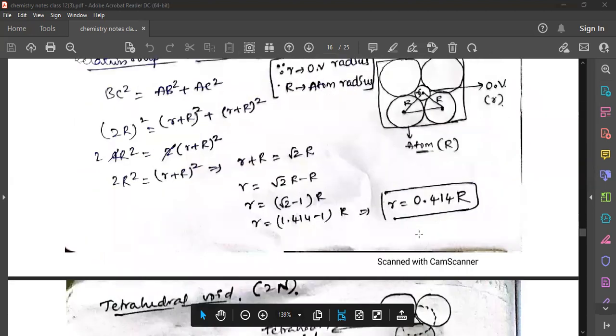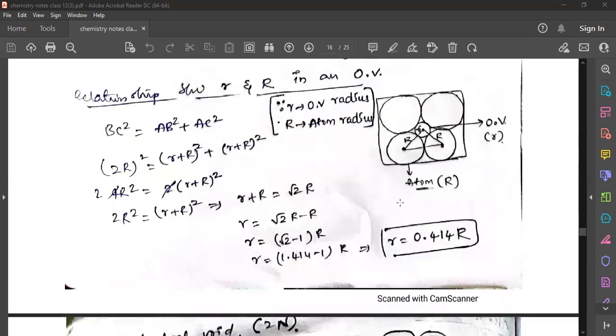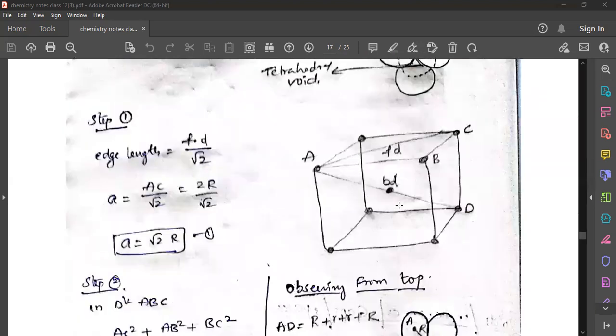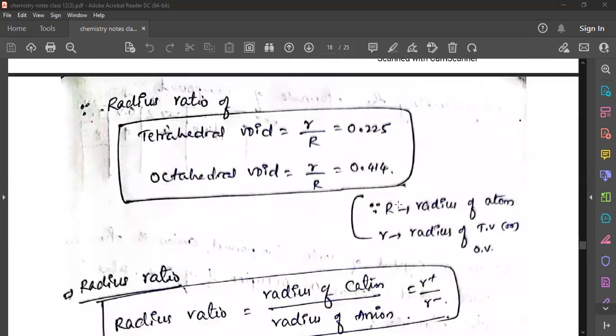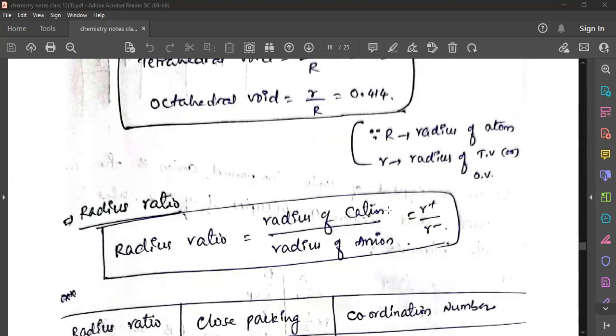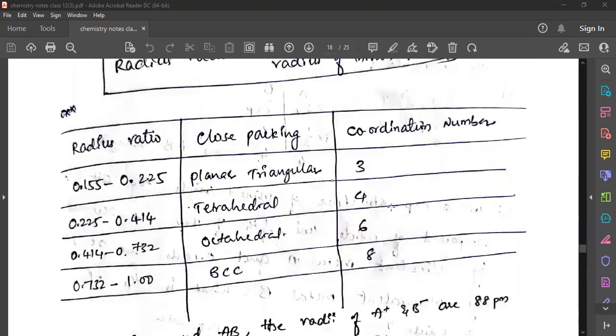And in the last class, we studied about the radius ratios, smaller r by capital R. So smaller r by capital R equal to 0.225 in the case of tetrahedral void, and smaller r by capital R equal to 0.414 in the case of octahedral void. So radius of atom is capital R, and radius of tetrahedral void or octahedral void is smaller r. Okay, so radius ratio is equal to radius of cation by radius of anion. So this is what the tabular column is. I have explained you in the last class.